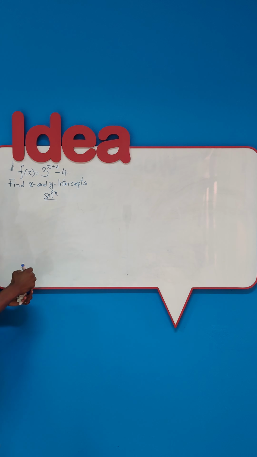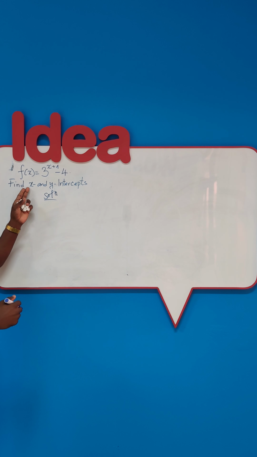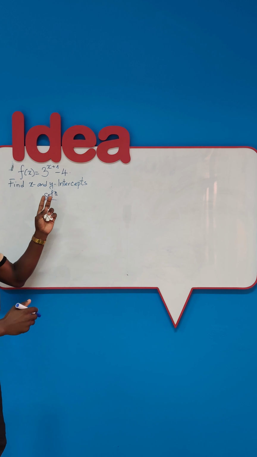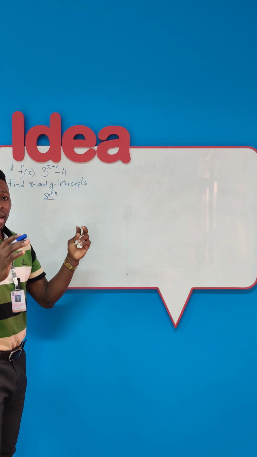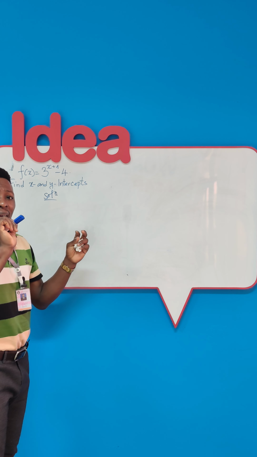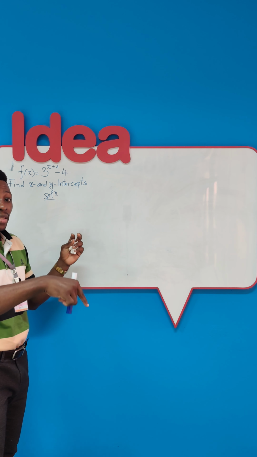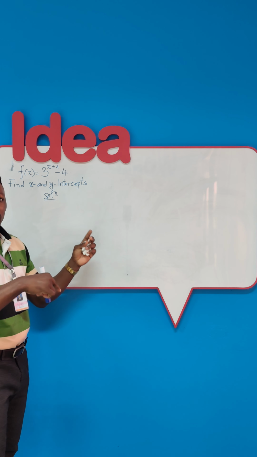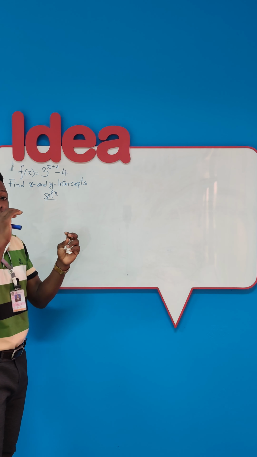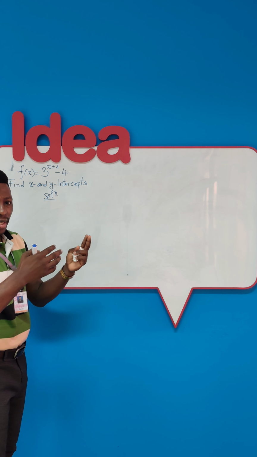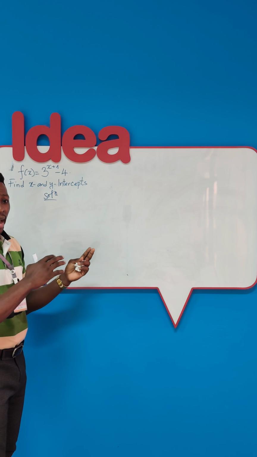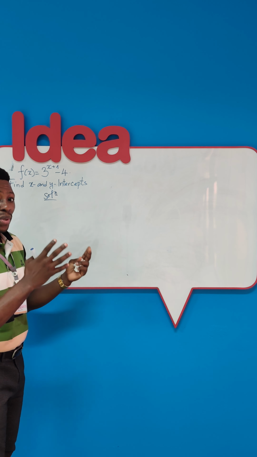Solution. First things first, what is an x-intercept and what's a y-intercept? An x-intercept is the portion of a graph where the graph touches the x-axis. And the y-intercept is the portion of the graph where it touches the y-axis. This is one thing to notice, and it's another thing to note their implications.